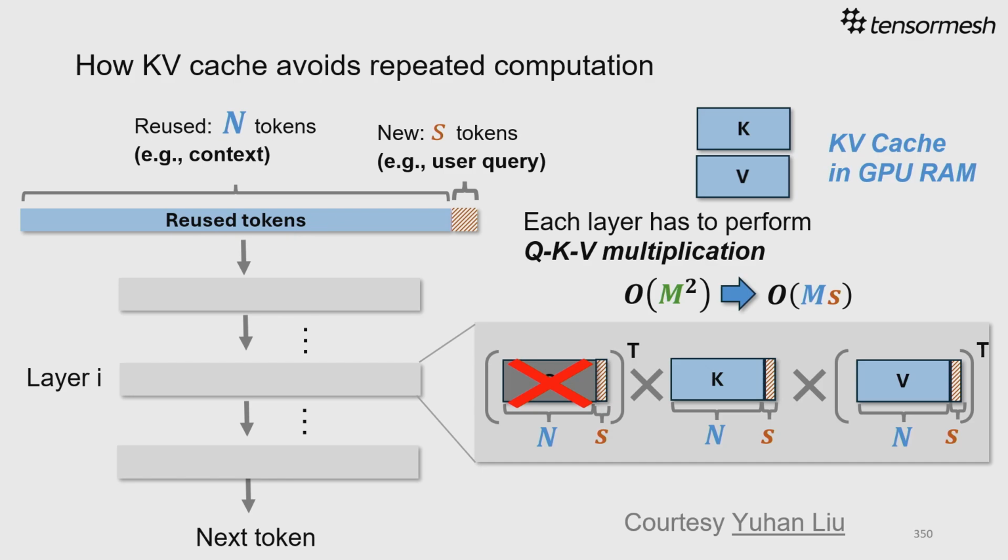Okay, so if you have K and V matrices stored in the GPU memory, that saves a lot of compute for you, both within a query and across queries, across different inference queries.